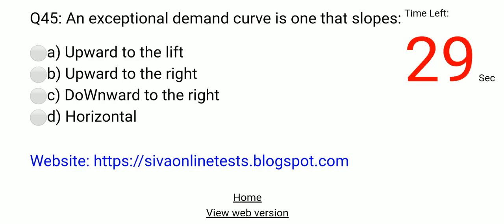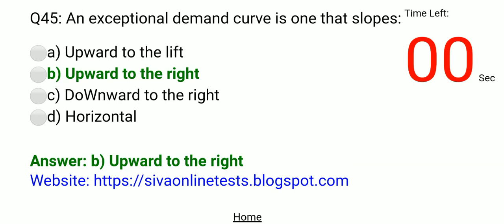Question 45. An exceptional demand curve is one that slopes. Options. A. Upward to the left. B. Upward to the right. C. Downward to the right. D. Horizontal. Answer. B. Upward to the right.